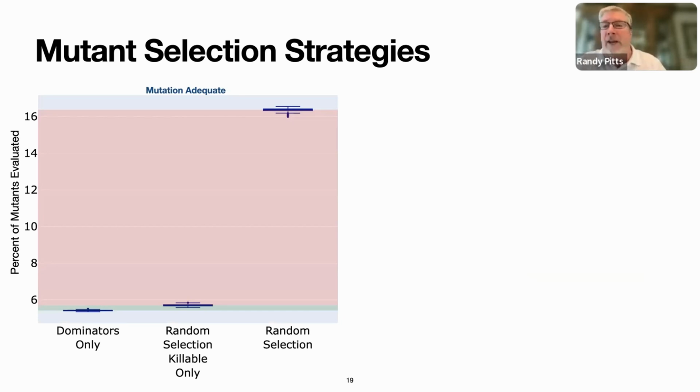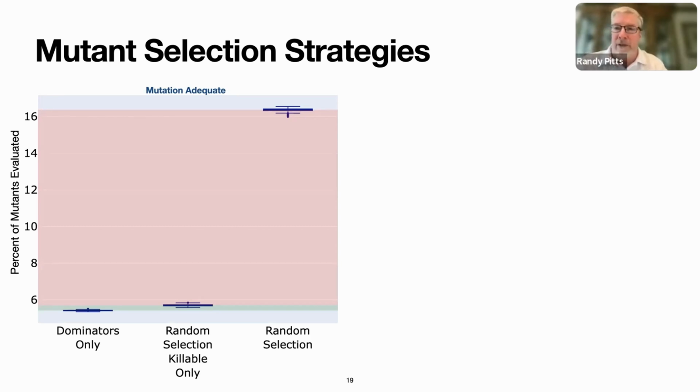So you can see in the pink zone or the pink area, that's the cost of the equivalent mutants' presence in the data set. And if you look at the green line down towards the bottom, the cost of random selection above, Dominators represent the minimal effort it takes to get through them.